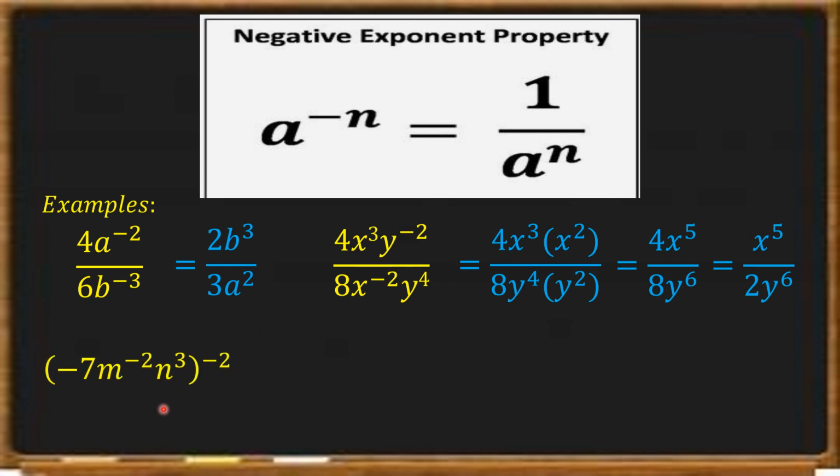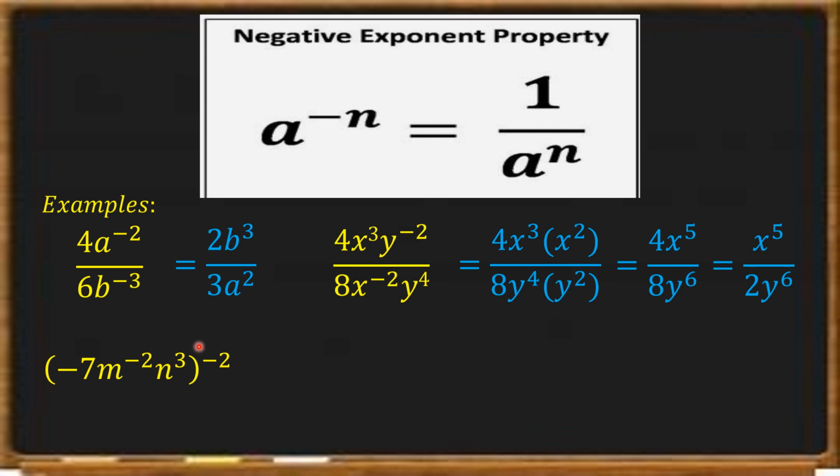Next is this one. So, meron tayong negative 7, m raised to negative 2, n raised to positive 3, and then nakaparenthesis silang lahat sa exponent na negative 2. Ibig sabihin, itong negative 2, power siya nitong tatlo. So, pwede muna natin gamitin yung distribute. So, ito ay power of the product. Okay, so i-distribute muna natin.